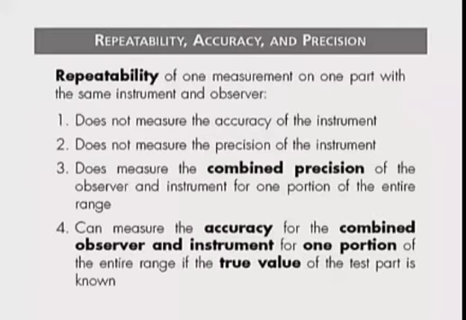Repeatability, accuracy, and precision. Repeatability is a measure of repeatability of one measurement on one part with the same instrument by one observer. It does not measure the accuracy of the instrument, nor does it measure the precision of the measure.